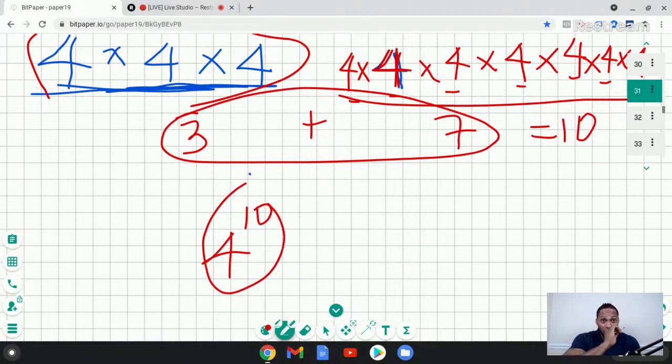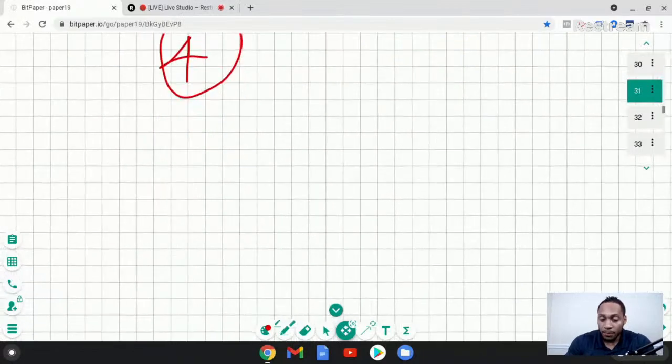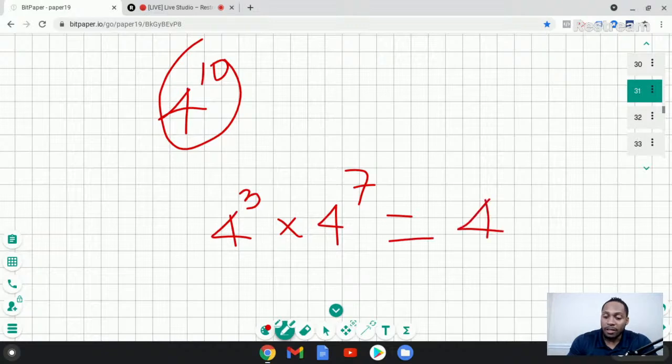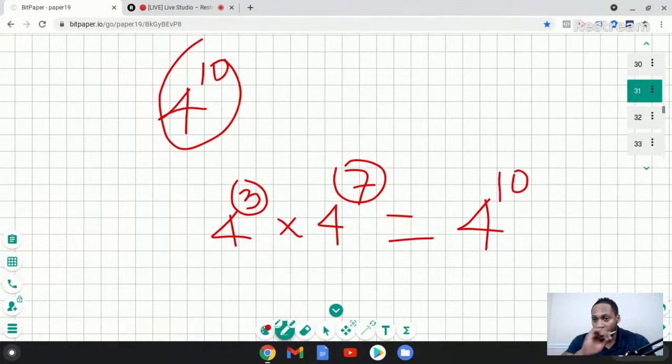And this is aligned with the rule that we started with: if I have 4 to the third and I need to multiply that by 4 to the seventh, all I have to do is add the exponents, right? 3 plus 7 is 10. That's it. So I think we solved this.